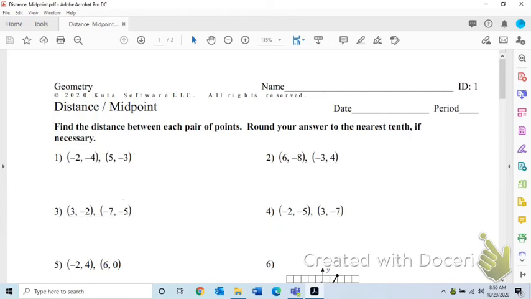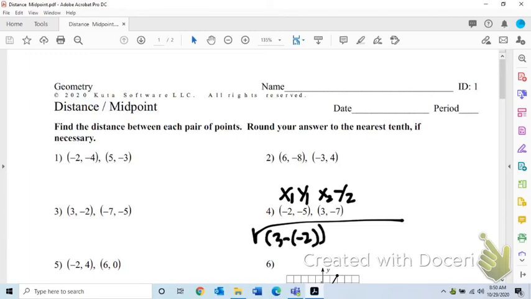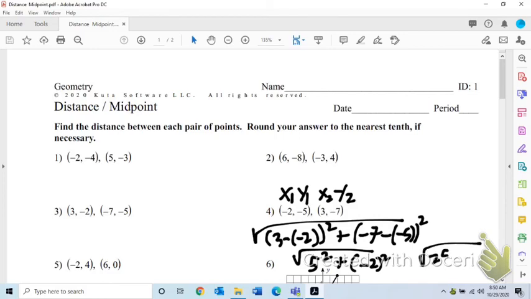Number 4, again, x1, y1, x2, y2, plug it in. 3 minus a negative 2 squared plus negative 7 minus a negative 5 squared. That turns into 5 squared plus negative 2 squared, or the square root of 25 plus 4, the square root of 29, which equals, when rounded to the nearest tenth, 5.4.